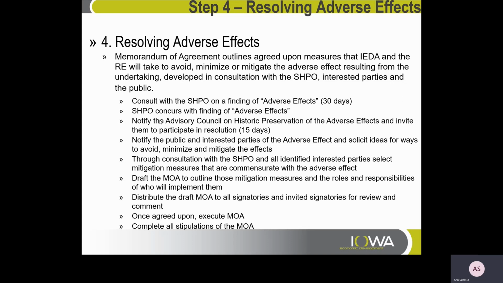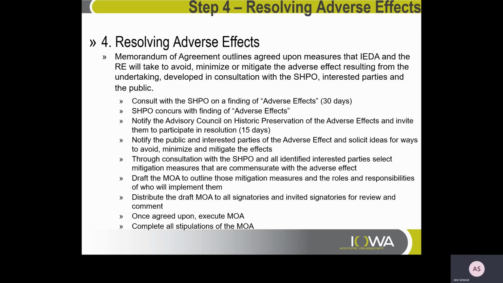They have 30 days to review and presumably concur. They may try during that window to identify ways that you could avoid adverse effect. They may ask you to seek other project plans or specifications, and it is your responsibility to take those into consideration. Ultimately, if the SHPO concurs with a finding of adverse effect, you then have to notify the Advisory Council on Historic Preservation. They have 15 days to respond, and the requirements of that notification are stipulated in the Federal Register. You are also required at this point to notify the public and interested parties of the adverse effect and solicit ideas for ways to avoid, minimize, or mitigate.